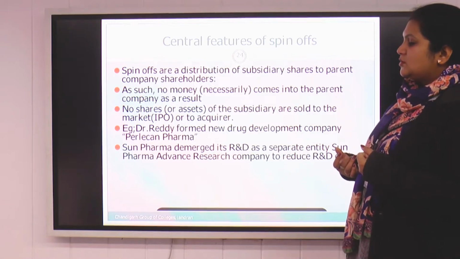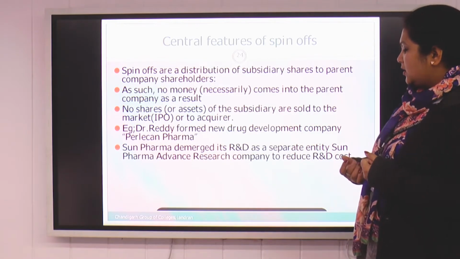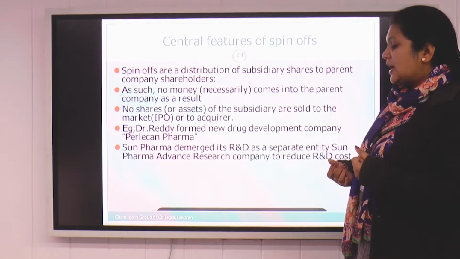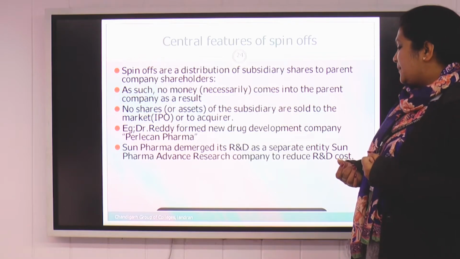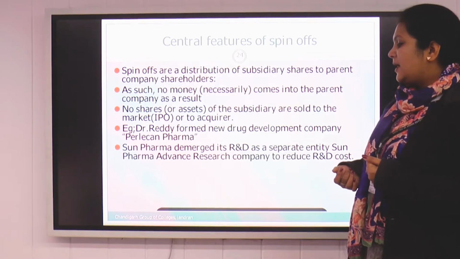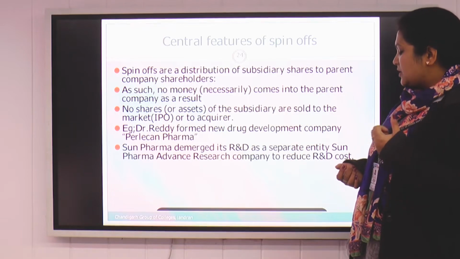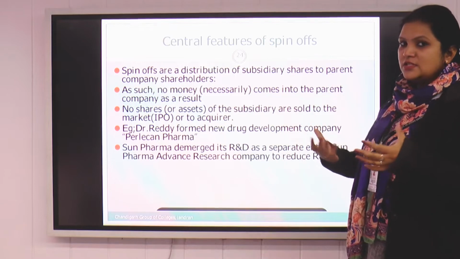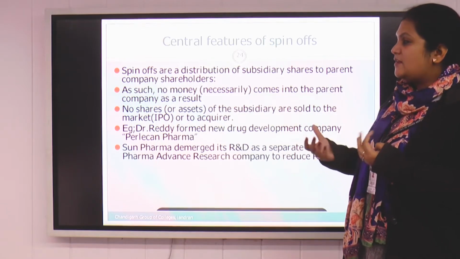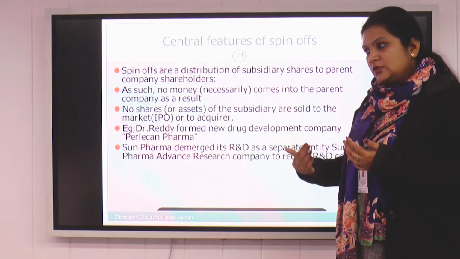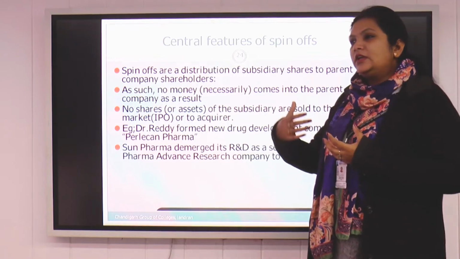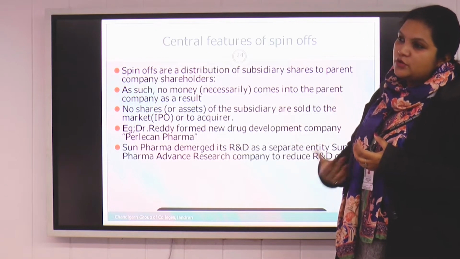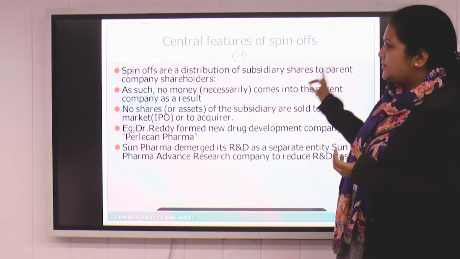Right? Example: Dr. Reddy's formed a new drug development company called Aurigene. Sun Pharma demerged its research and development wing as a separate entity, Sun Pharma Advanced Research Company, to reduce R&D costs. Now spin-offs are basically when you form a new entity or a subsidiary unit of yourself in order to create a separate portfolio in order to reduce cost. These are called spin-offs.